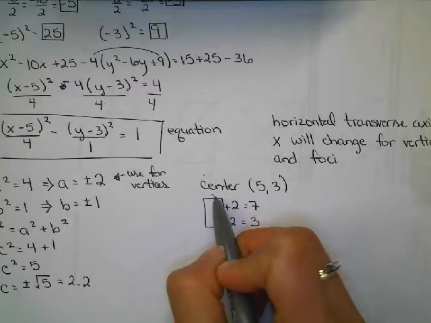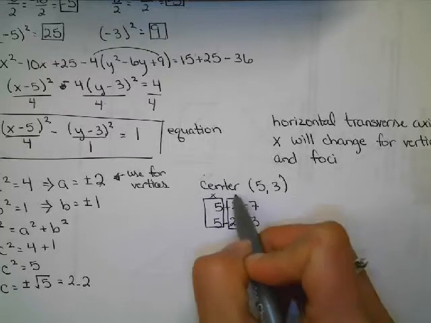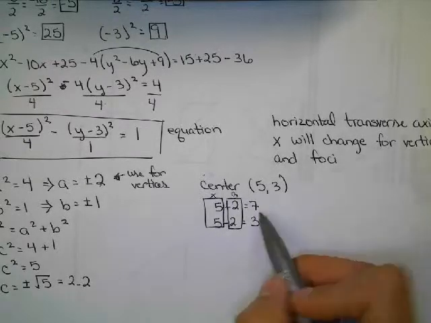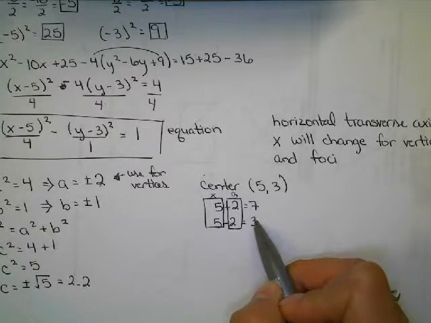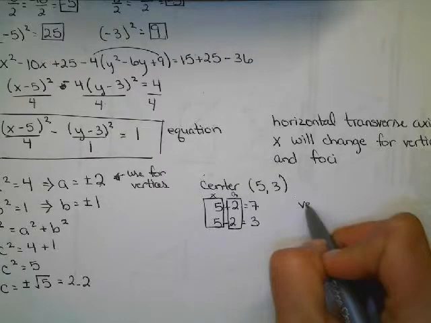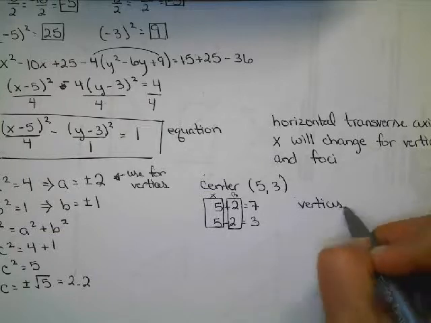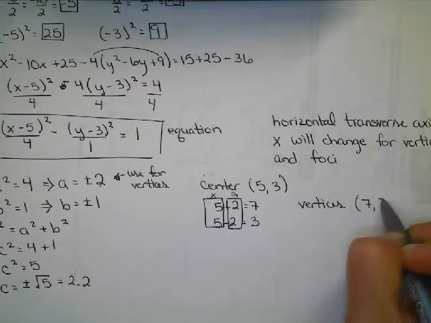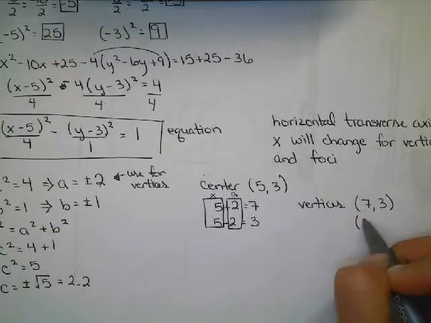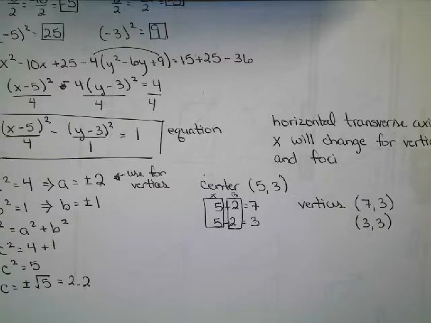This is my x's here, and this right here was the a's that I got. So these are going to be the x coordinate of my vertices. So then my vertices, again the x changes, so that's 7, 3, because the y's don't change, but the x's do. So those are my vertices.